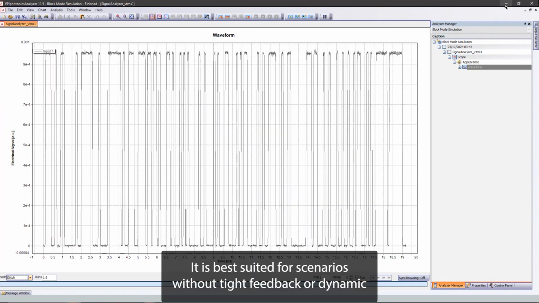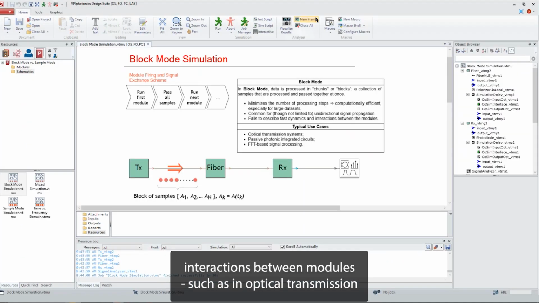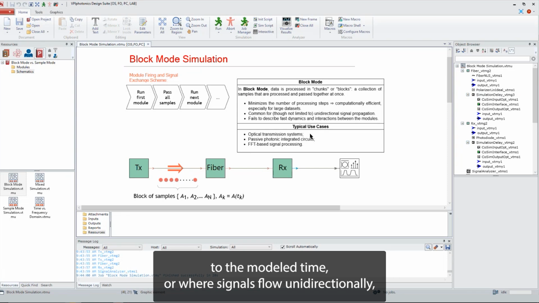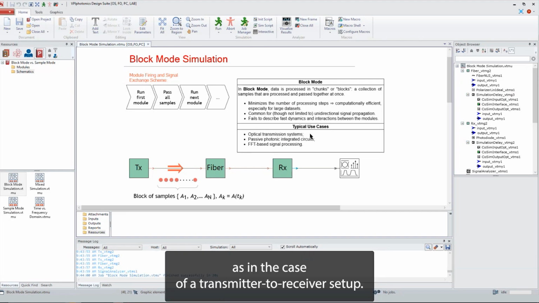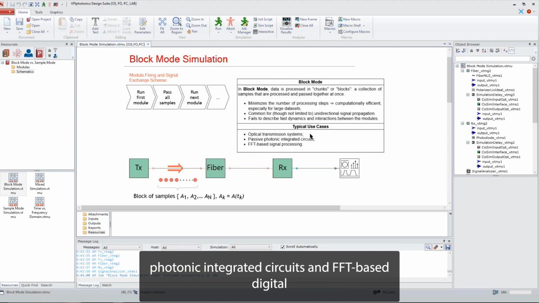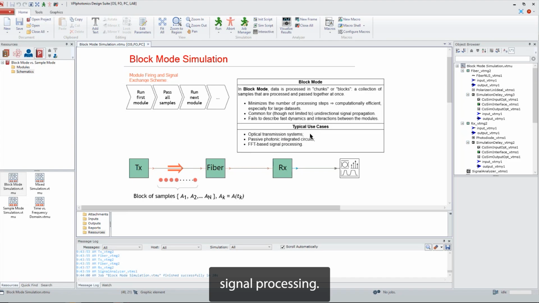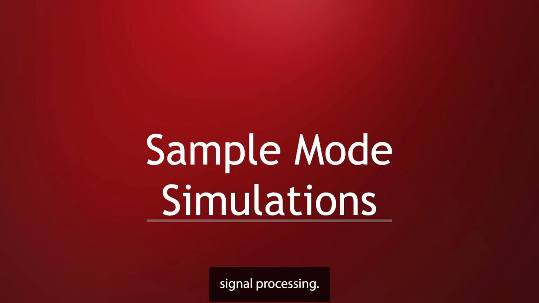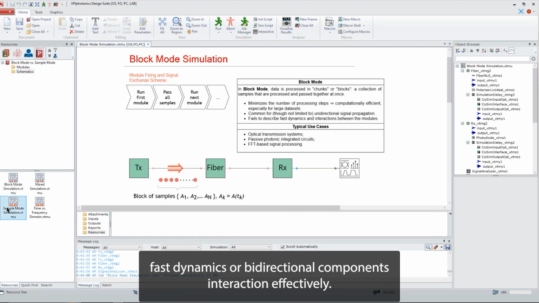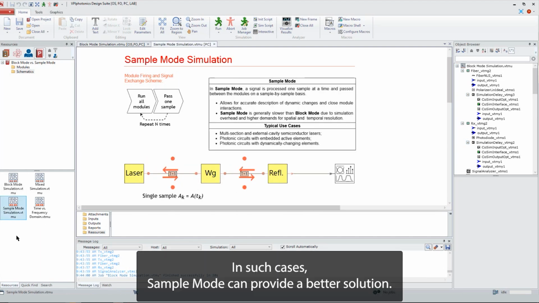It is best suited for scenarios without tight feedback or dynamic interactions between modules, such as in optical transmission system simulations, where components are widely spaced relative to the modeled time, or where signals flow unidirectionally, as in the case of a transmitter to receiver setup. Other common applications for block mode are modeling passive photonic integrated circuits and FFT-based digital signal processing. Block mode, however, may not capture fast dynamics or bidirectional components interaction effectively. In such cases, sample mode can provide a better solution.